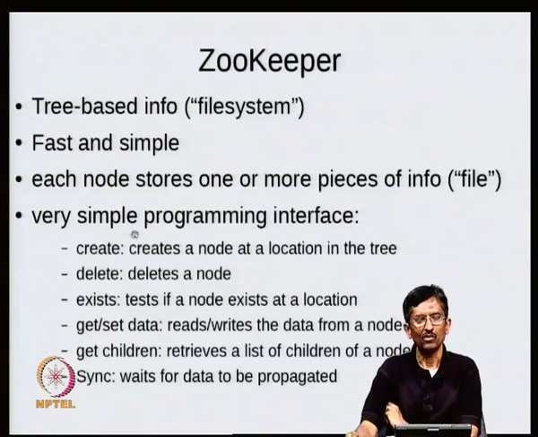Okay. So this has a very simple programming interface. You can create a node at a location in a tree. For example, if I take again the Linux model, I might have some information called /proc/x. I can create a node which says /proc/x/y, for example. I can delete a node. I can check if a particular node exists at a location. I can get the value or set the value. I can figure out all the things that are there at, for example, /proc/x, that there is something called y, z, etc. And I also have an operation called sync.